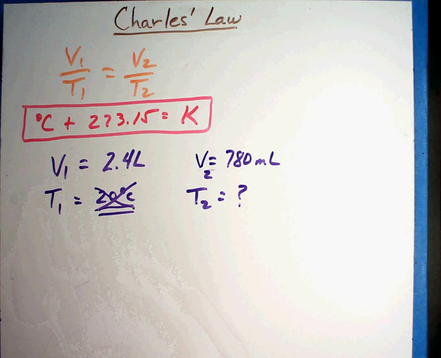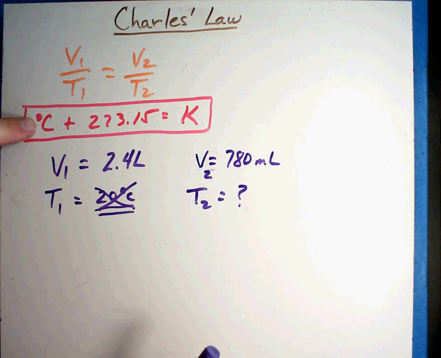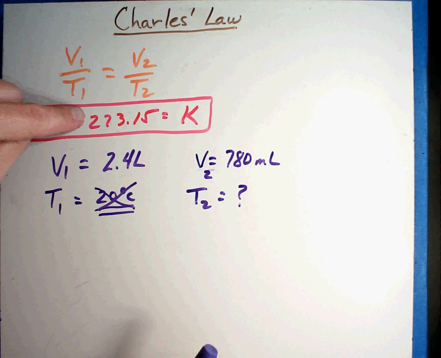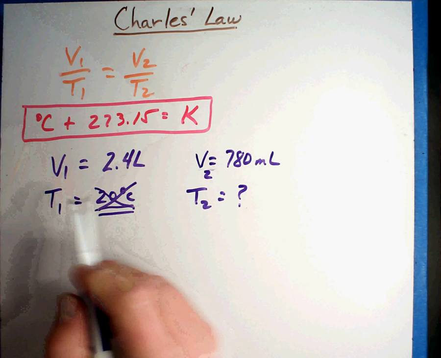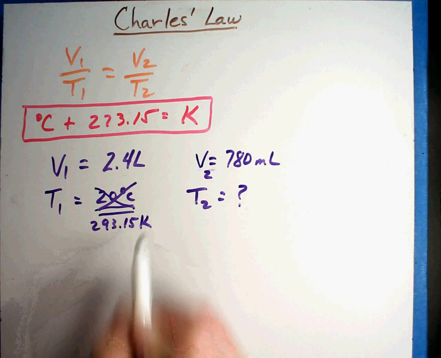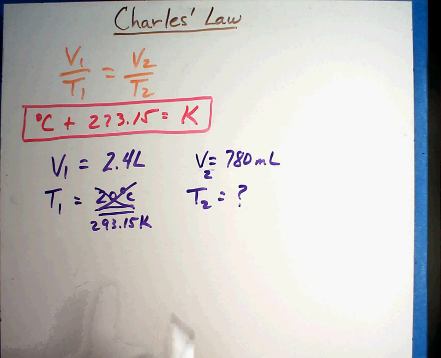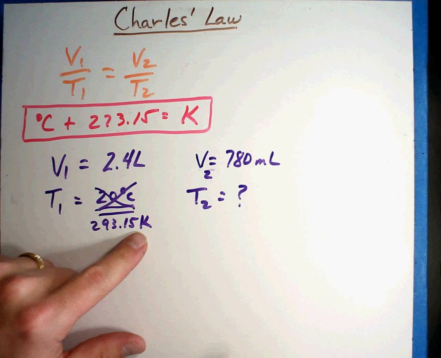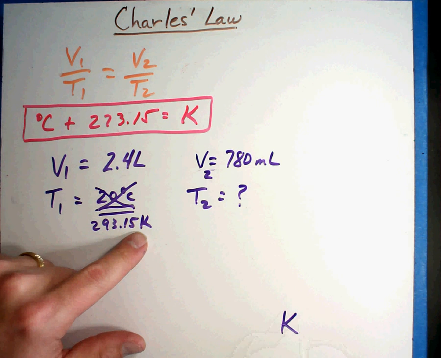So what I'm going to do is use this formula. Degrees Celsius plus 273.15 is Kelvin. So 20 plus that is going to be 293.15 Kelvin. You have to work the problem in Kelvin. So I've got my temperature fixed. So the answer is going to come out in Kelvin. So I already know that.